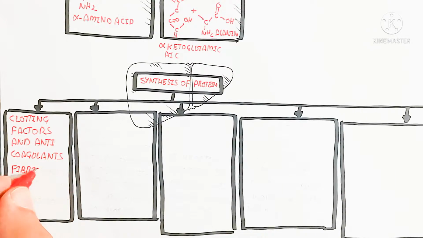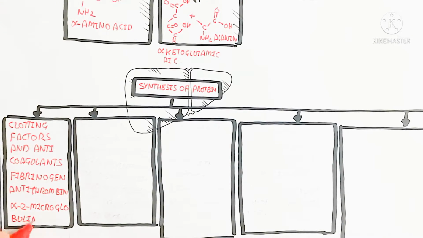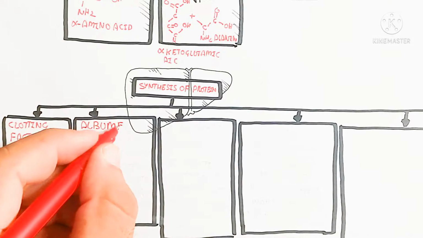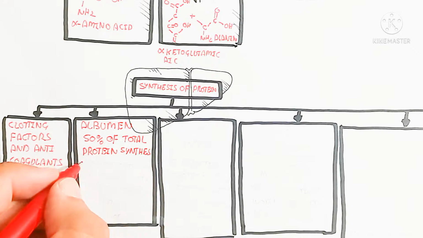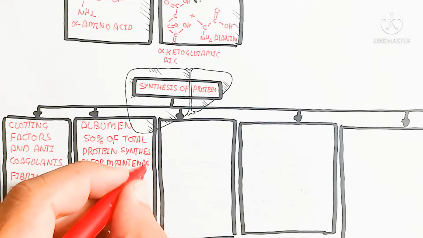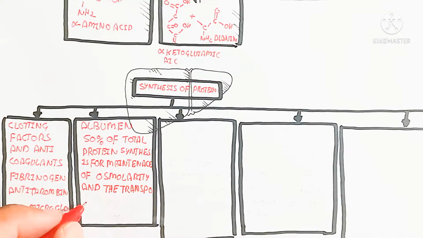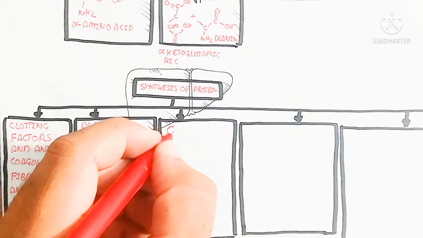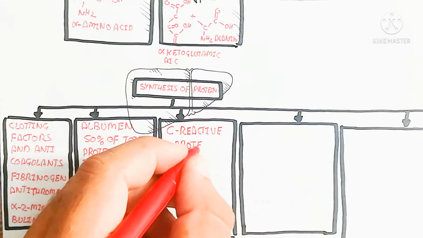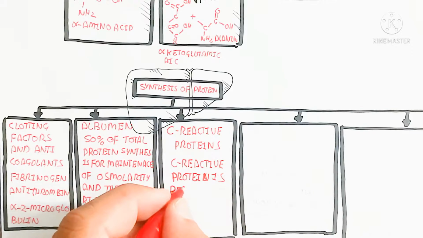Here is the synthesis of protein. We will discuss first the clotting factors and anticoagulants: fibrinogen, antithrombin and alpha 2 macroglobulin. These clotting factors are used for blood clotting, and albumin is 50% of total protein synthesis, for maintenance of osmolarity and the transport of various hormones. In our body, the water retention, sodium retention, as well as blood pressure regulation are due to albumin.